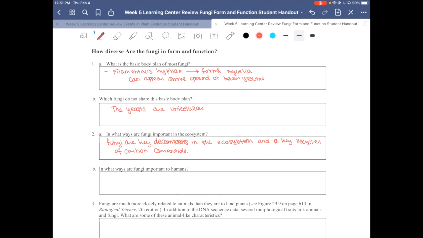But they do have a negative relationship with humans sometimes, where they can be pathogens, like you can have fungal infections and things like that. So in those instances, they would be parasites, but they do have a lot of mutualistic relationships with humans. So I'm going to write down the negatives and the positives.